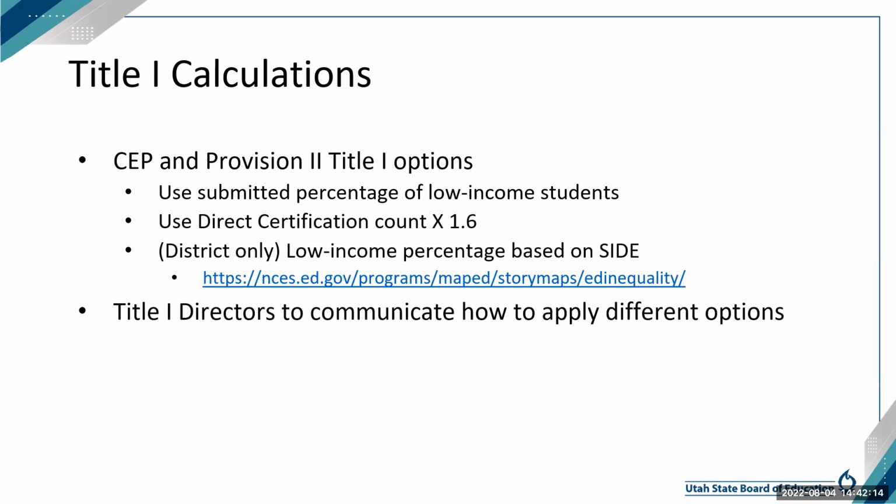So 130 and below on that index is considered free. And then I believe it's like 180 or 200. I don't remember the exact number. And that would be the reduced lunch. And so that could be applied district wide.